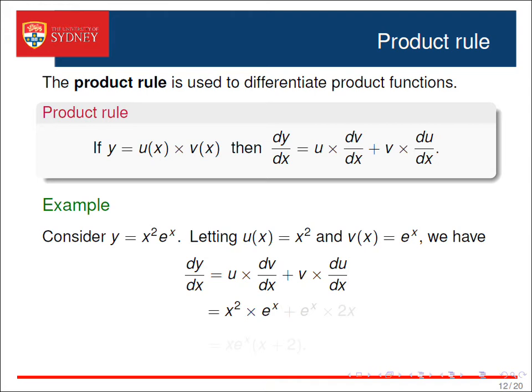multiplied by the derivative of the second function plus the second function multiplied by the derivative of the first function. And this simplifies to the following.